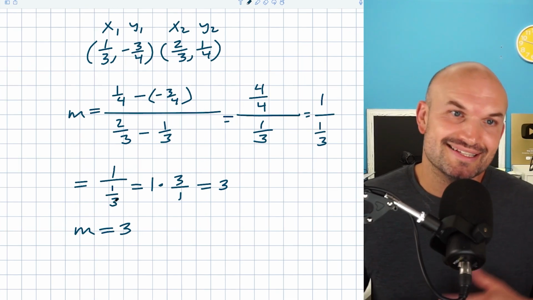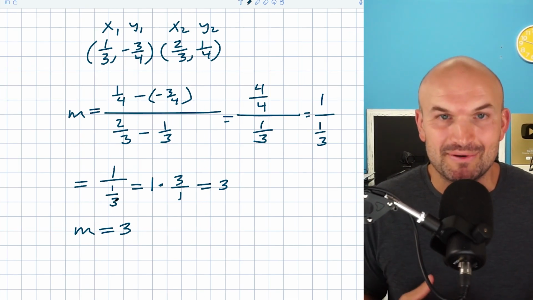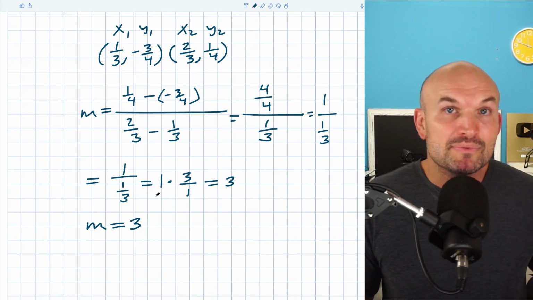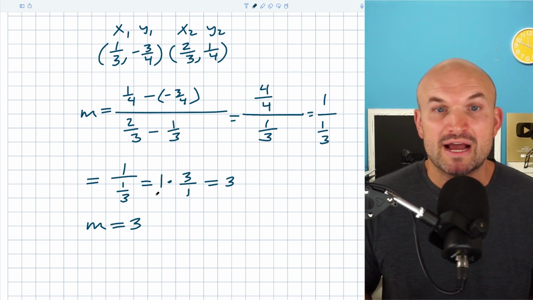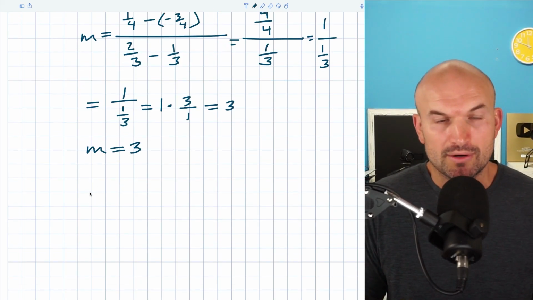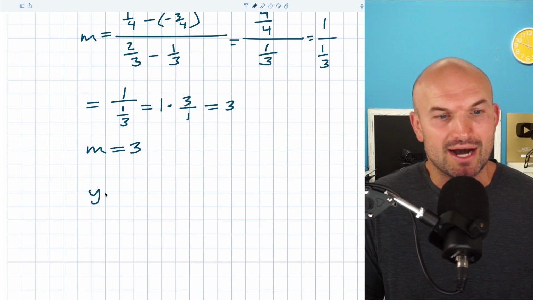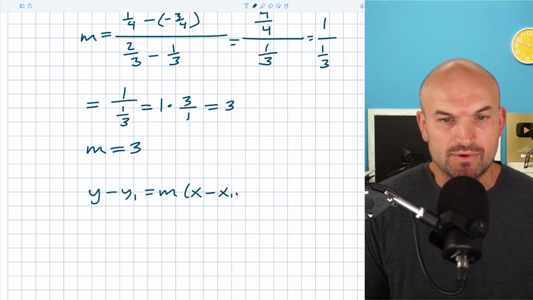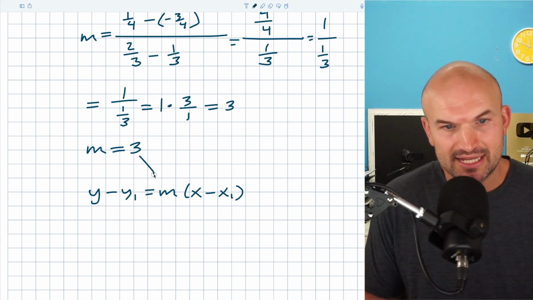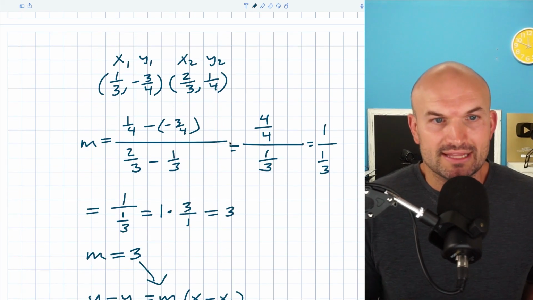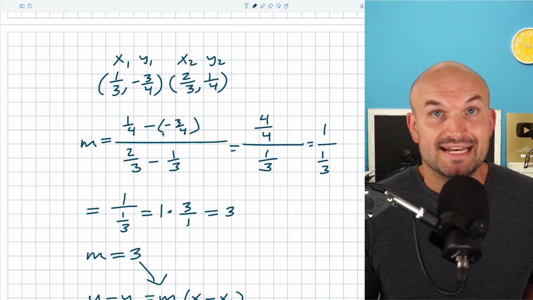Now, unfortunately, that's not 0 or undefined like my last example, but that's okay. We can still write the equation of the line. Now, in this example, what I prefer to do is use point slope form rather than just immediately going into slope intercept form. So what I'm going to do is take point slope form, which again, if you forgot, it's just going to be y minus y1 equals m times x minus x1. All right, and we already have m, so that's easy. That's going to be equal to 3. And then for my x1 and y1, I'm just going to plug in the point that I was originally given, which is 1/3 and negative 3/4.